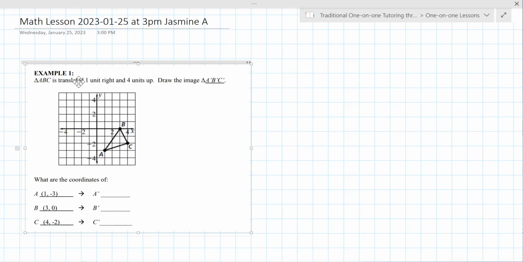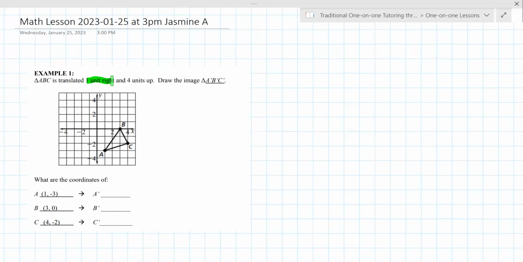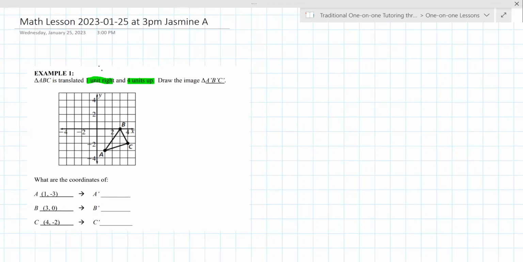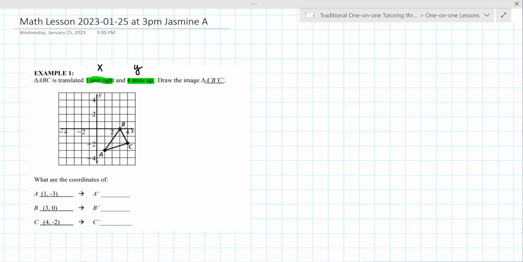So in this problem here, they're going to give you an image, some sort of an image, and they're telling you the transformation. In this case, it's 1 right and 4 up. Okay, so by now you should know that the right affects the X and the 4 affects the Y. So you can either do it point by point, like we were doing last time in Delta Math. Like you can go to that letter B and go, okay, right 1 and then up 4. Okay, that's one option. That's your B prime.